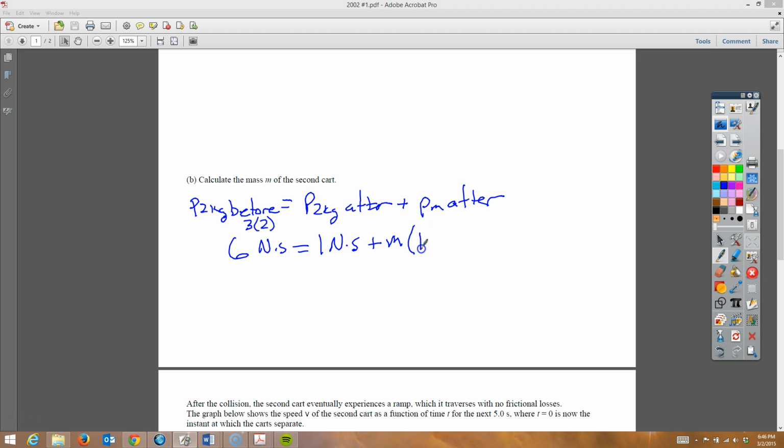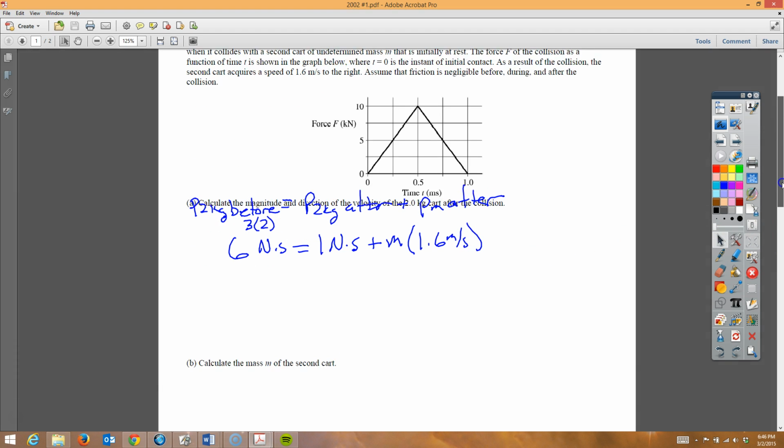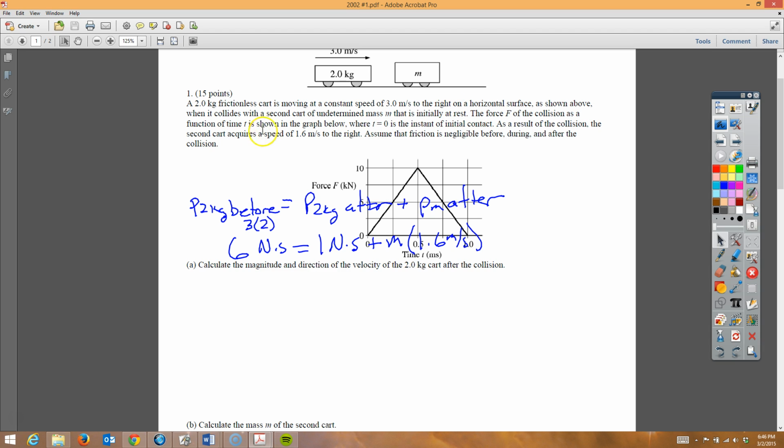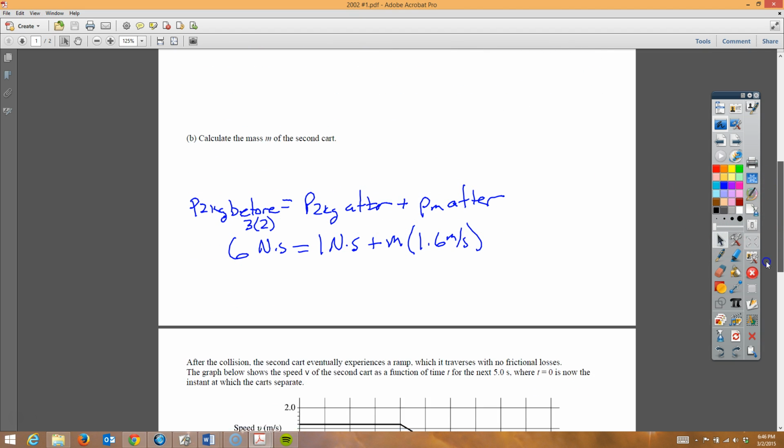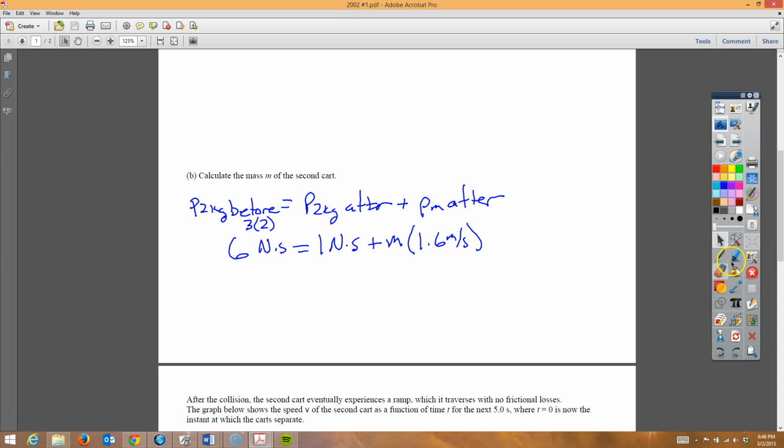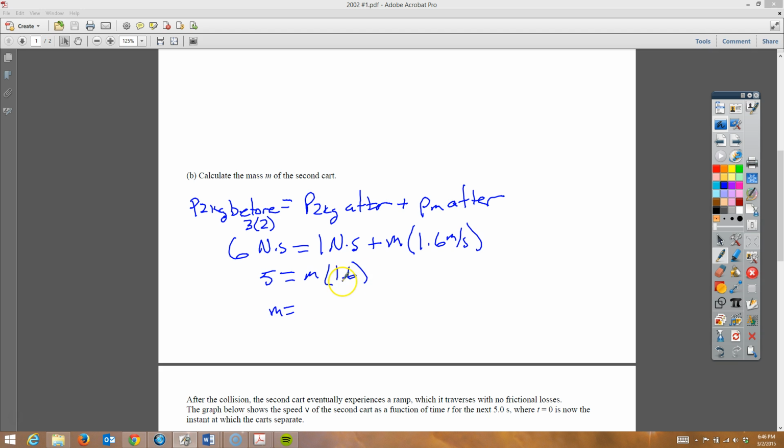And its speed afterwards we said was 1.6 meters per second. If we look back up at the problem, it tells us that the second cart acquired a speed of 1.6 meters per second to the right. So that's where we came up with that 1.6 meters per second. Now that we have all these numbers, we can do our math and find the mass. So 6 minus 1 would be 5, equal to the mass times 1.6 meters per second. So our mass here is just 5 divided by 1.6, and that would give us 3.1 kilograms. And that's the mass of the second cart.